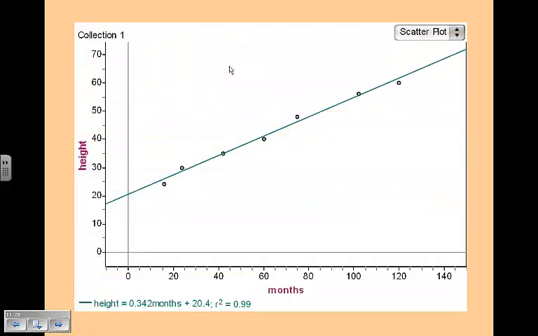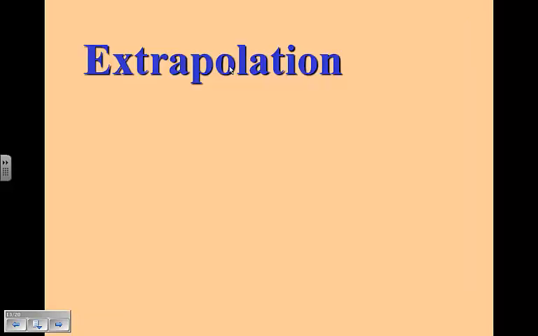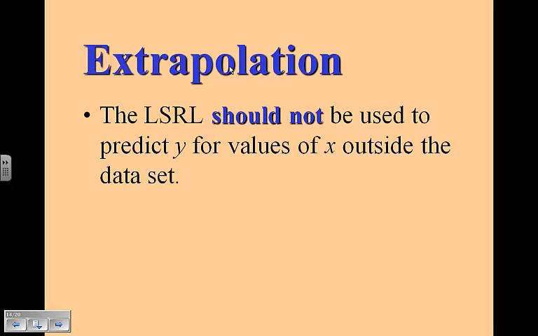Now here's our graph. You can trace over and find where approximately 54 months is, and you can see that for 54 months the prediction would be that the height is approximately 37 inches tall. Now 240 months is off the graph, so that's called extrapolation. Okay, I mentioned extrapolation earlier. Extrapolation is that the least squares regression line should not be used to predict y values for values of x outside the data set.